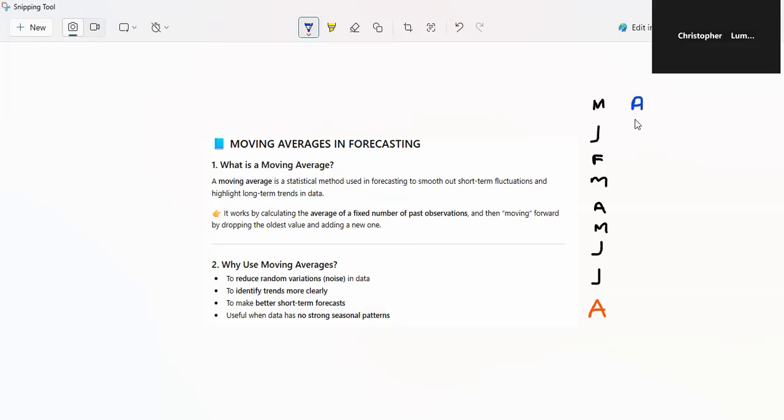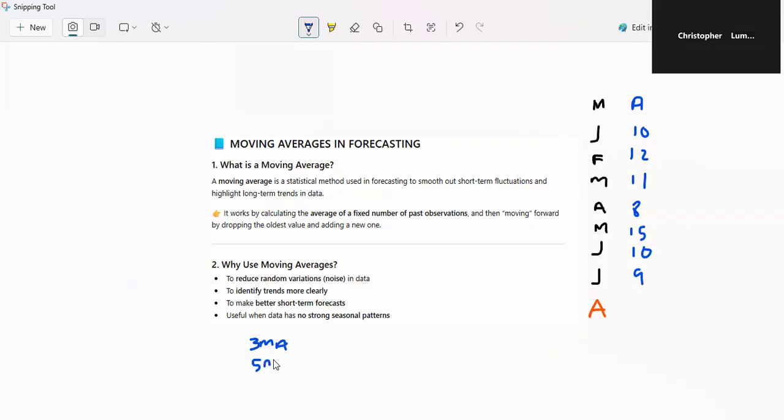For January, maybe we have 10, February we have 12, March we have 11, April we have 8, May we have 15, June we have 10, and July we have 9. So we're going to use what is called the 3 moving and 5 moving averages to forecast for August. So there's what we call the 3 moving averages. We also have the 5 moving averages. These are the common ones.